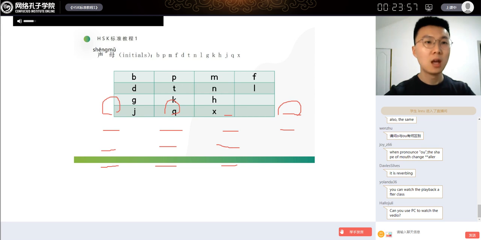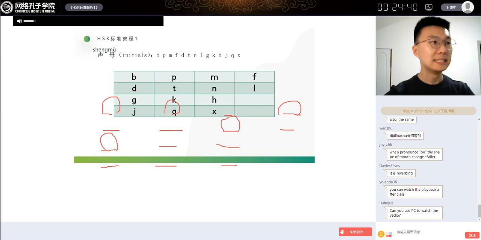When reading fo, please bite your lower lip with your upper teeth. And this one, ne, you should let the air out from your nose. When we read ge, you can clearly feel that the root of your tongue is blocking the air flow.